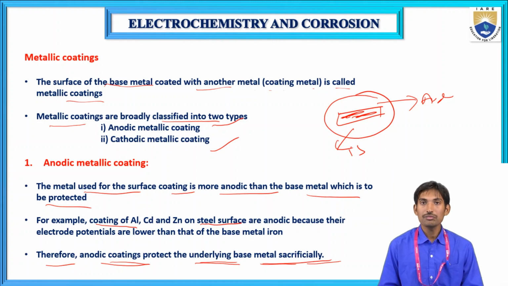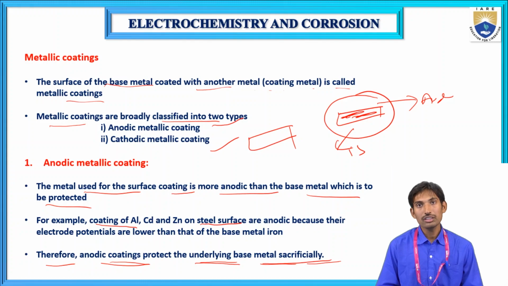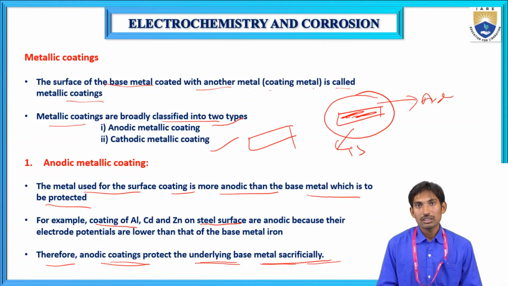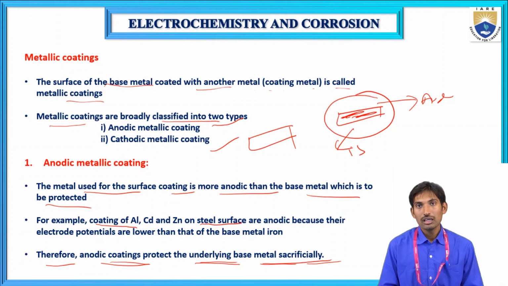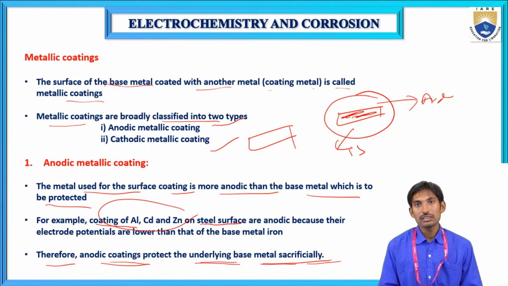In anodic metallic coating, our base metal is coated with another anodic metal. What is the condition for anodic metallic coating? The reduction potential of the coating metal will be less compared with our base metal. That is the condition for anodic metal coating. Examples of anodic metallic coatings are aluminum, cadmium, and zinc on a steel surface. The steel surface is the base metal that acts as cathode, and these coating metals, aluminum, cadmium, and zinc, act as anodes. So, these surfaces undergo oxidation and our base metal will be protected.